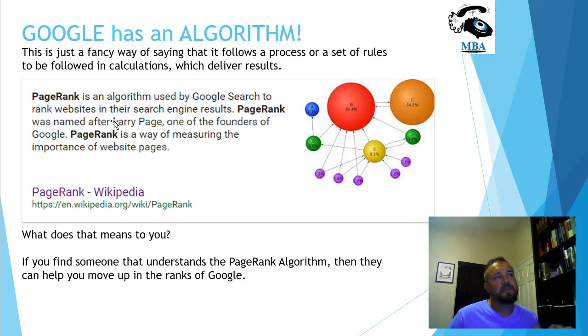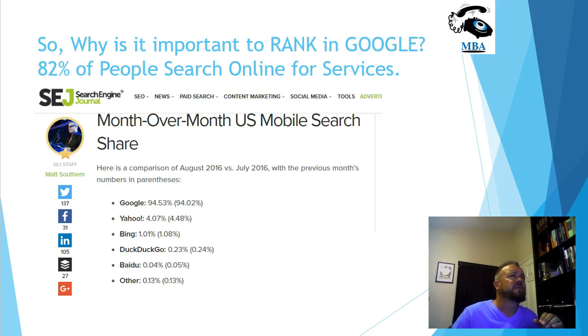But what does that mean to you as a business or agency? If you find someone who understands the PageRank algorithm, then they can help you move up in the Google ranks. And that's really important. And I am going to go quick. You can use that video speed controller that I showed you and slow it down, but I'm going to try to fly through this so this video is not too long.